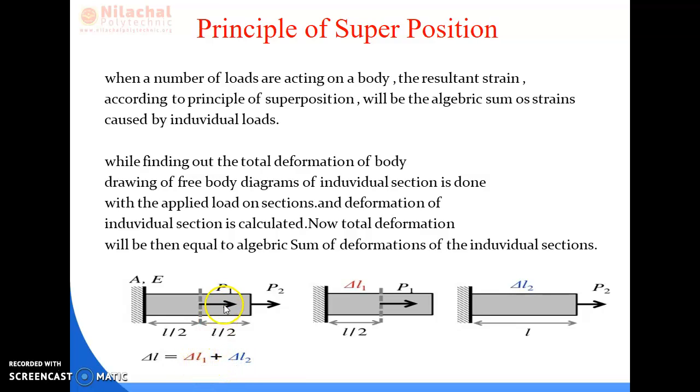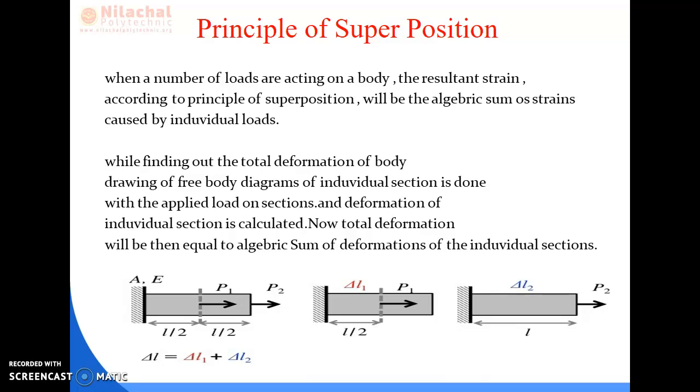This del L1 is for P1 and del L2 is for P2. Now del L1 is equal to P1 L1 by A1 E plus P2 L2 by A2 E. If the cross-section of the body is constant, then A1 is equal to A2 is equal to A, and we can take P1 L1 by AE plus P2 L2 by AE, that is 1 by AE whole bracket P1 L1 plus P2 L2.